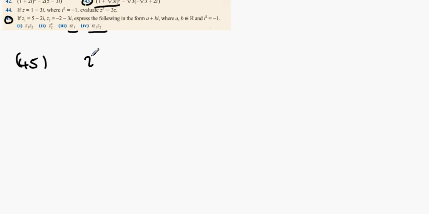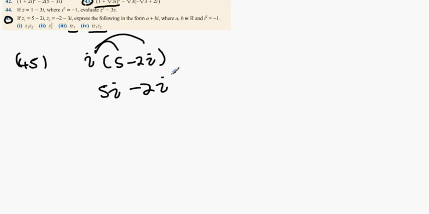Okay, so iz1, i multiplied by z1, very easy. We're going to get 5i minus 2i². We know that i² is −1. −2 by −1 is going to be 5i plus 2. It's going to be 2 + 5i.